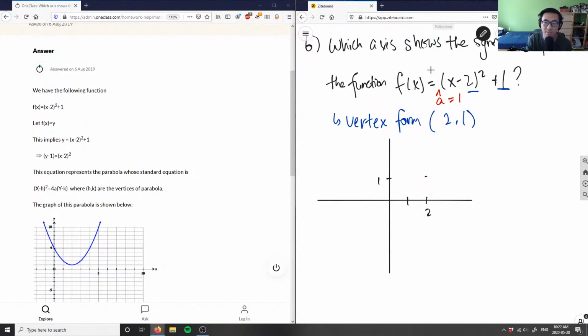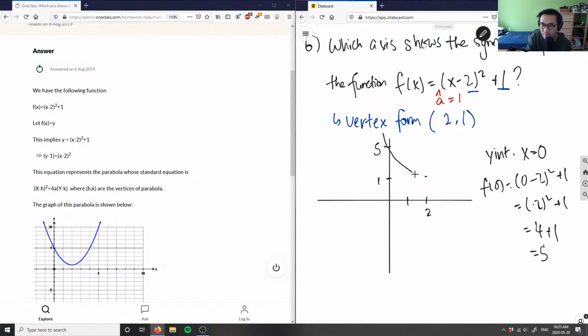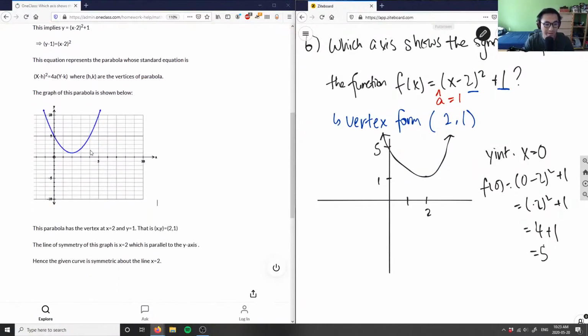All you have to do is set our x value to 0. So to solve for the y-intercept, we set x equal to 0. We can say that f of 0 equals (0 minus 2) squared plus 1. This is 4 plus 1, which is equal to 5. As you can see, this is at 5, maybe somewhere up here. Obviously, I didn't draw it very nicely, but it looks something like the parabola here.